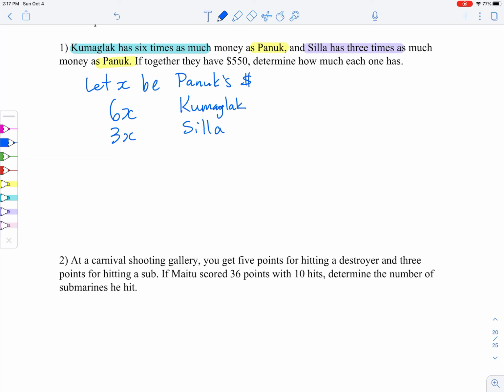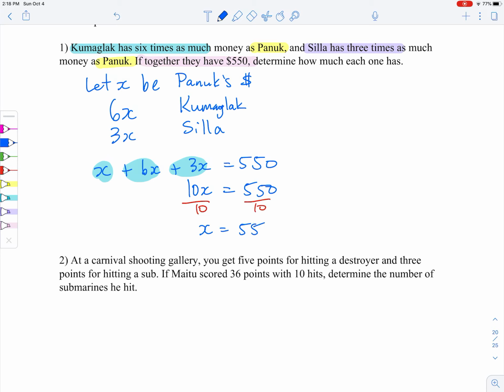And so all together, it says all together they have 550. So that means that x plus 6x plus 3x equals 550. We're going to collect like terms. X plus 6x plus 3x is 10x equals 550. Divide both sides by 10, and we get that x equals 55.